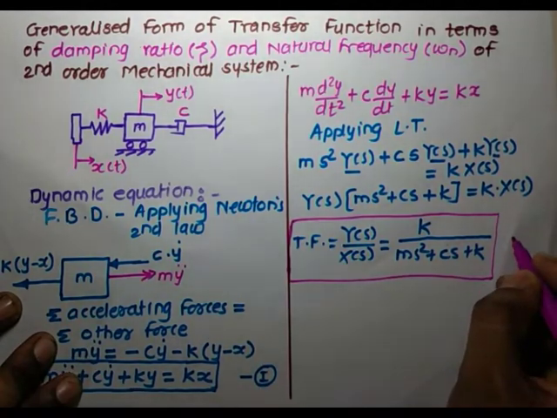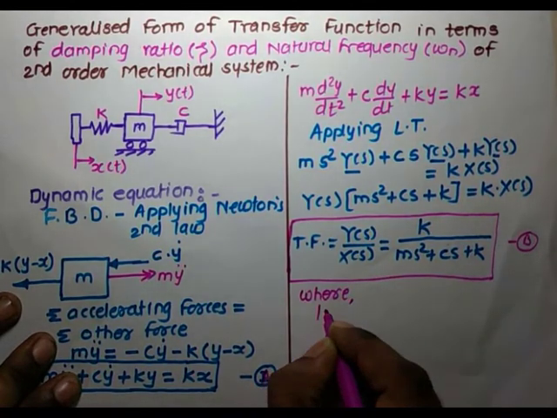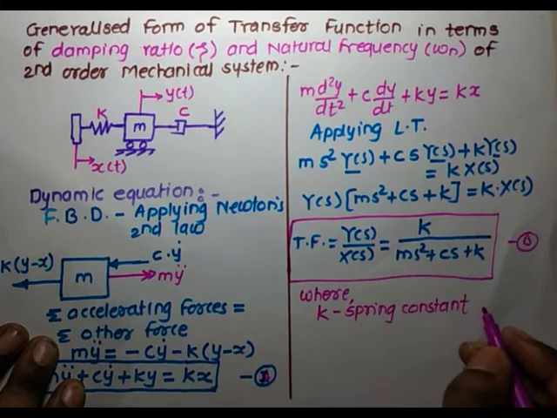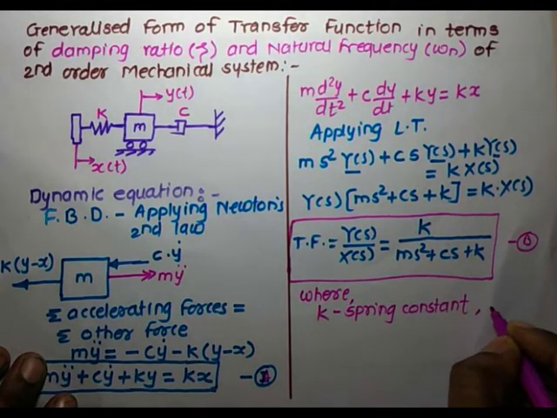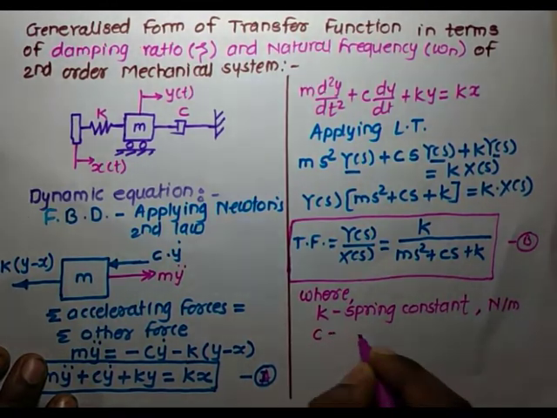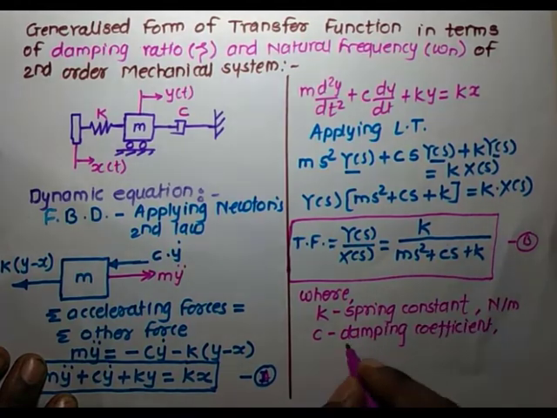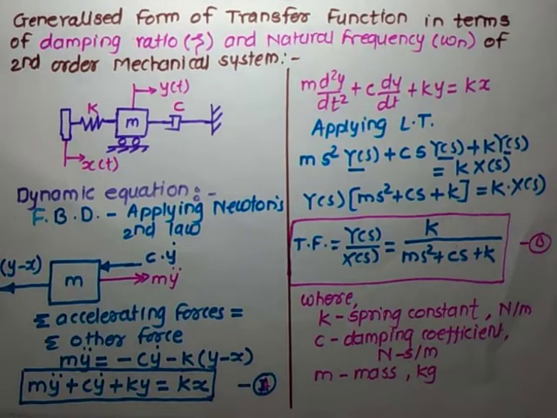Let us write this equation as B, where k is the spring constant. For a linear spring in a translatory system, the unit of spring constant is Newton per meter. c is the damping coefficient. For a linear system, the unit of damping coefficient is Newton second per meter, and m is the mass of the accelerating body in kg.